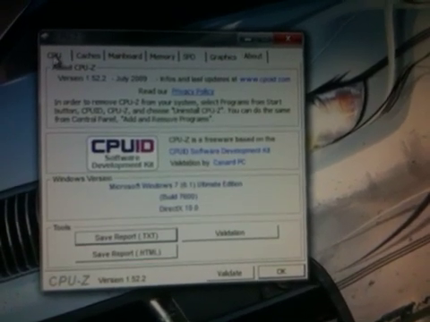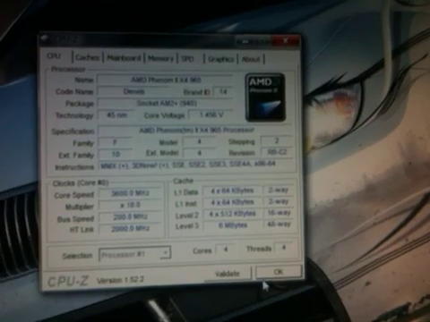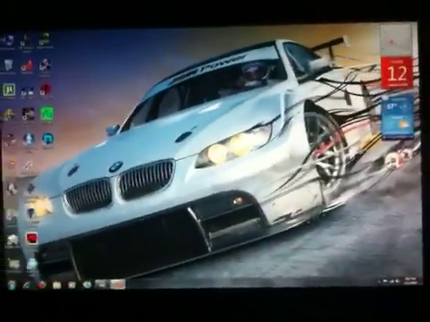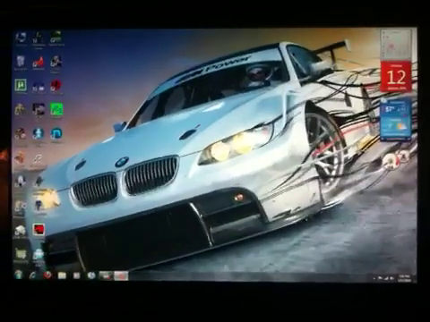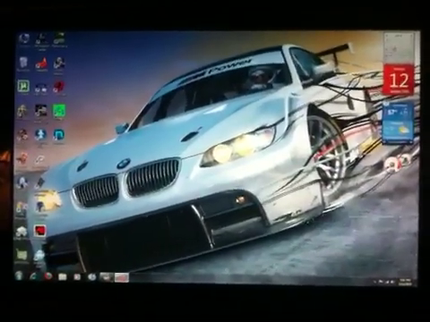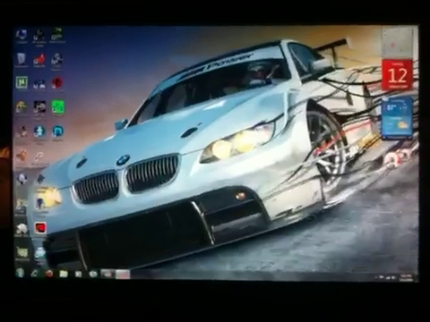Yeah, so any help would be much appreciated, because I do want to run faster than 3.6, but as long as it's stable.